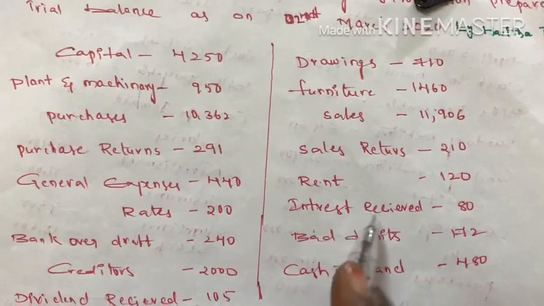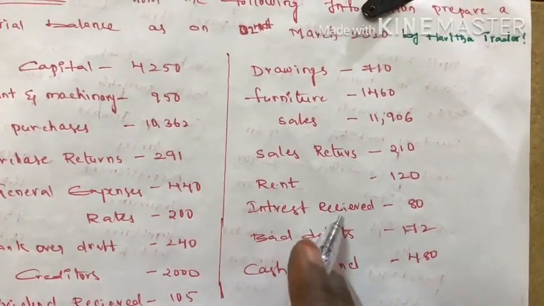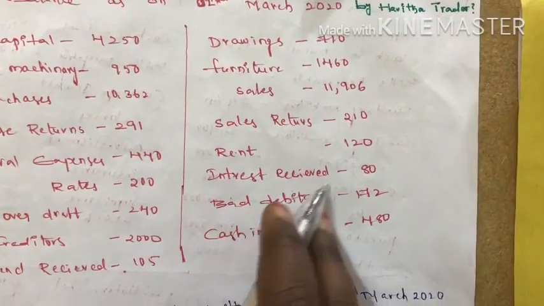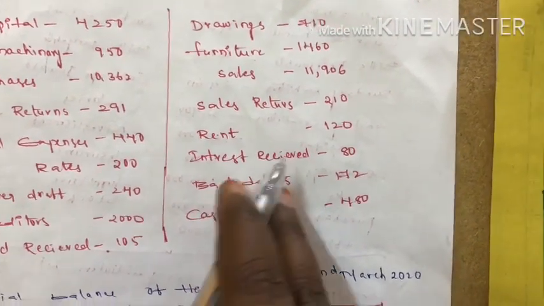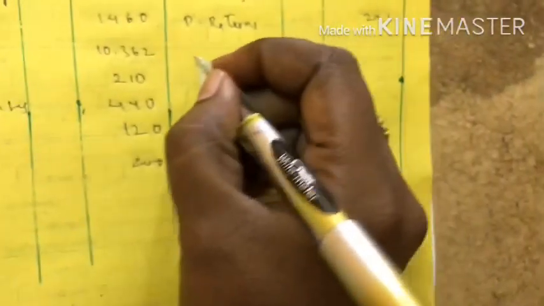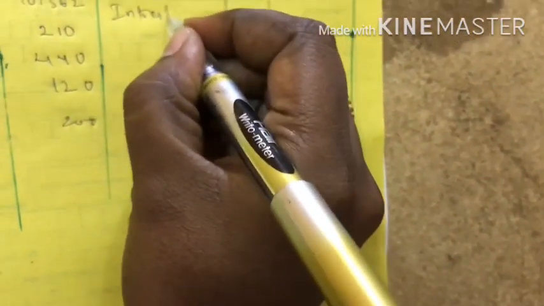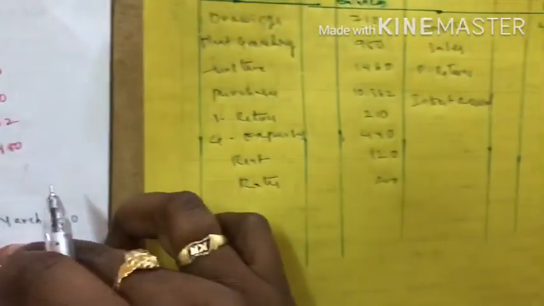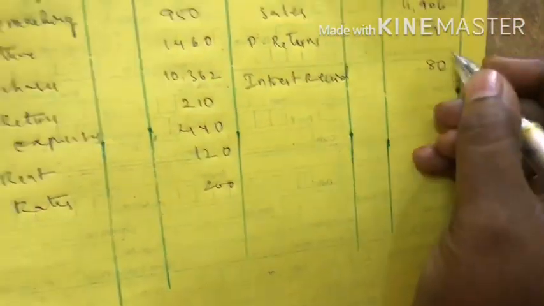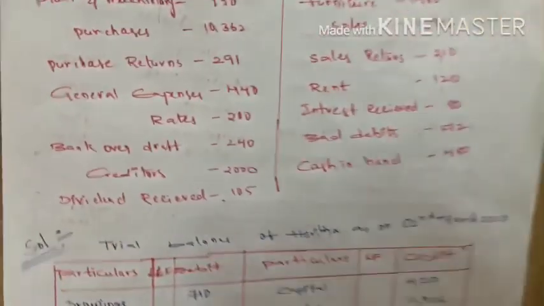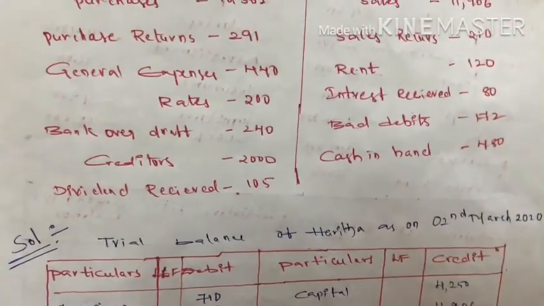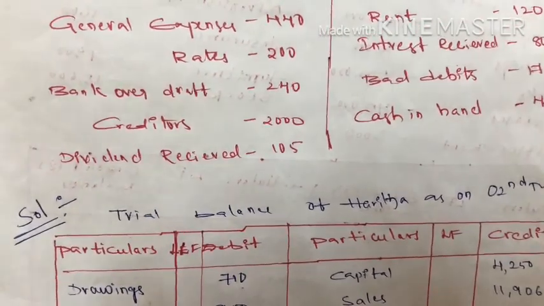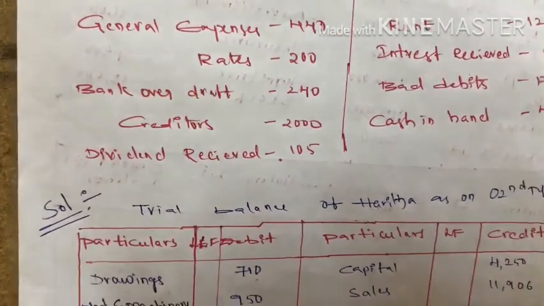Next, interest received. Some amount has been received as interest. The word received is like income, and all incomes are written on the credit side. So interest received is 80 rupees. Okay, the next one, bank overdraft. A bank overdraft is a kind of loan.